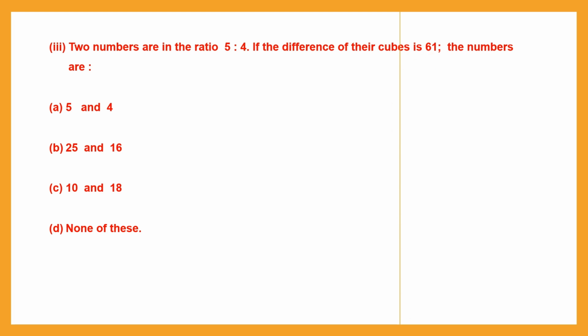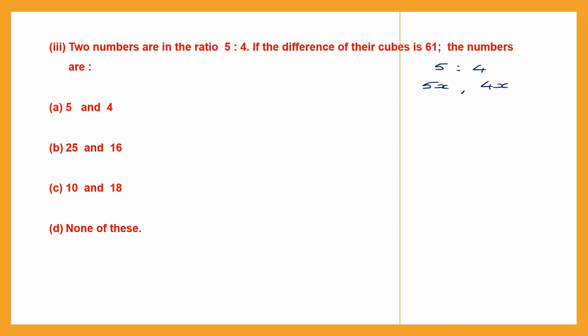So let's take the numbers. The ratio is 5:4. So let's consider the two numbers to be 5x and 4x. So 5x and 4x, these are the two numbers. Now here it says if the difference of their cubes.